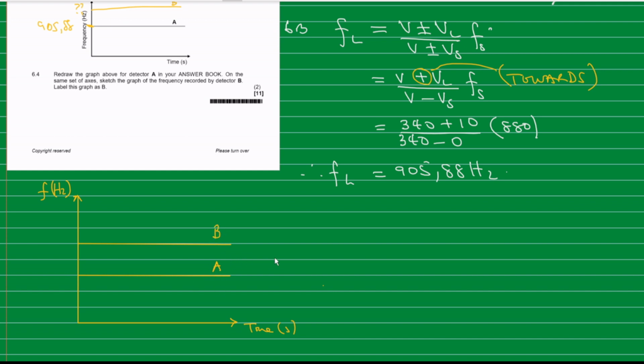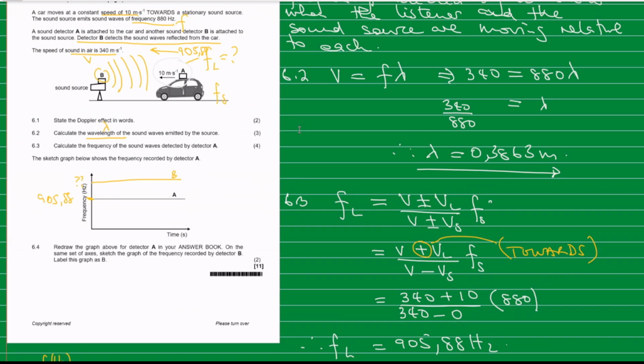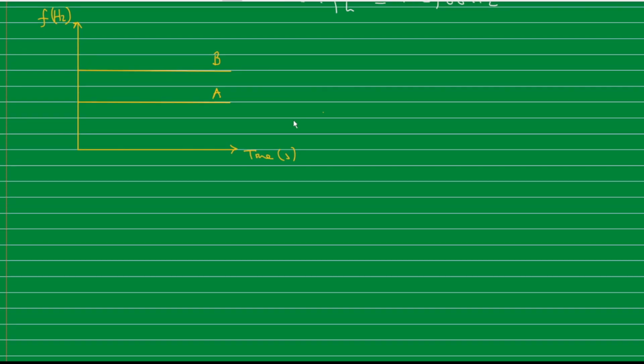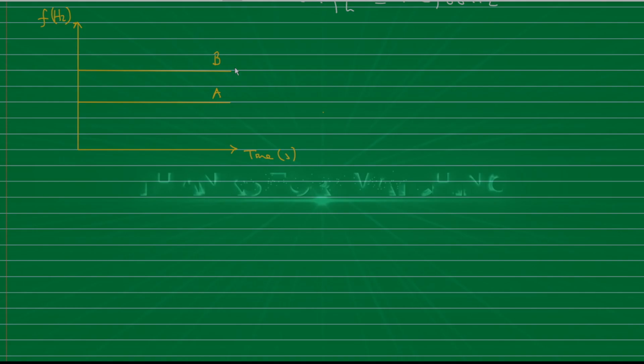The bottom line is they must be parallel to each other, because it is the same frequency. The frequency is not changing, it's just higher but it remains constant. It will change down possibly when the car passes the detector, the listener here, detector B. So we will have a sharp drop in the frequency, but since it is now in the approaching phase, it's all the same frequency.